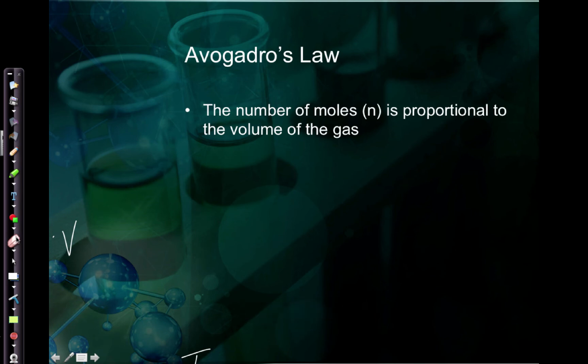Okay, Avogadro's law deals with moles and volume. So if you increase the amount of your gas, you increase the volume or the space that it takes up. And that makes sense. So if I take the volume of that gas and divide it by the amount of the gas, I'm going to get a constant. So of course I can get another equation for it.